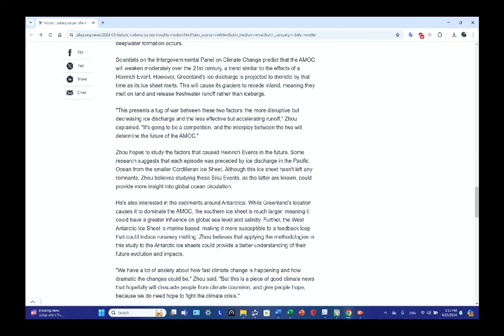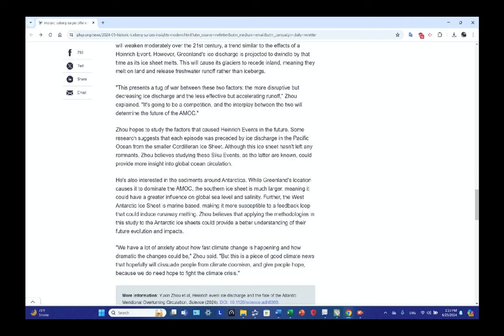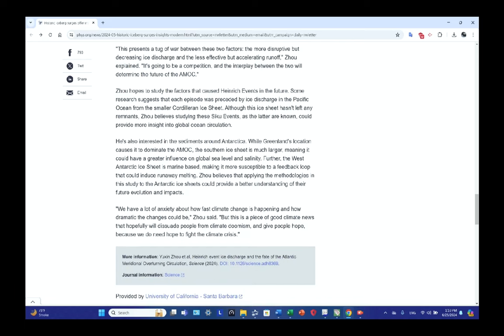So scientists at the IPCC project that AMOC will weaken moderately over the 21st century, trends similar to the effects of a Heinrich event. However, Greenland's ice discharge is projected to dwindle because the ice is melting. Its glaciers recede a little further inland, so they melt on land and release more freshwater runoff than whole icebergs chunking off and getting into the ocean.